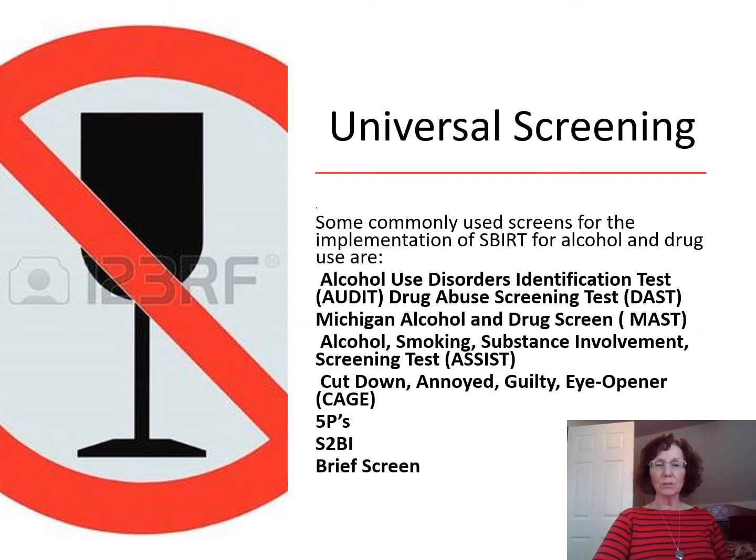Universal screening. Some common screening tools that we're going to use are the AUDIT, the DAST, the MAST, the ASSIST, the CAGE, the 5 Ps, the S2BI, and the BSTAD. We will go over all of these in the PowerPoint presentation, and the tools have been emailed to you for further use. Universal screening helps identify the appropriate level of services needed based on the patient's risk level. Patients who indicate little or no risky behavior, have a low screening score, may not need an intervention, as we saw on the slide before. Those who have moderately risky behaviors and reach a moderate threshold level for substance use disorders may be referred for a brief intervention. Patients who score high may need a brief treatment episode for further diagnostic assessments or more intensive long-term specialty treatment.